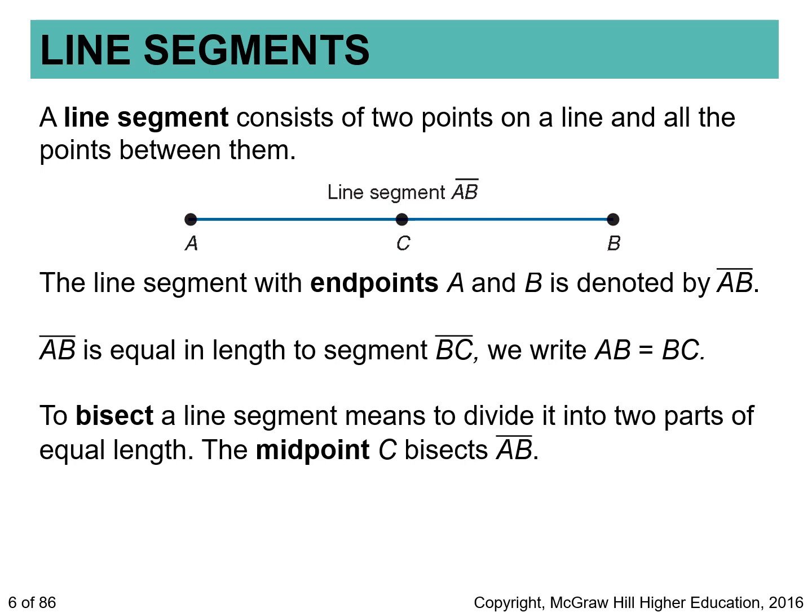Then we have the word bisect. So we have line segment. You need to know the symbol. You need to know that these are called endpoints. Bisect, bi means two, so bisect is two parts. They need to be of equal length. So basically, if you bisect something, you're cutting it in half, which makes the midpoint the point in the middle.